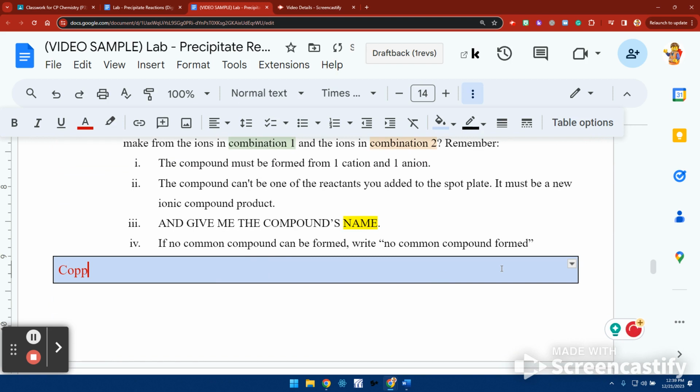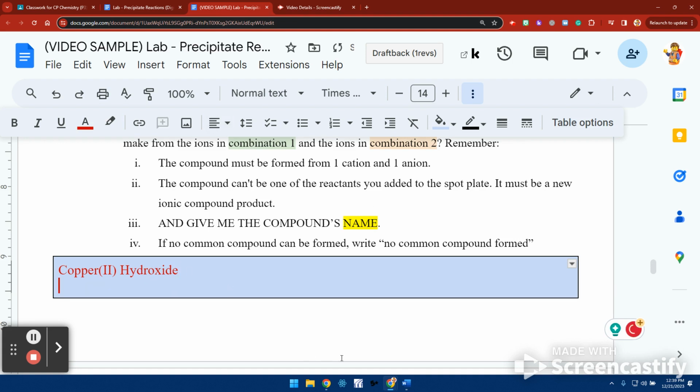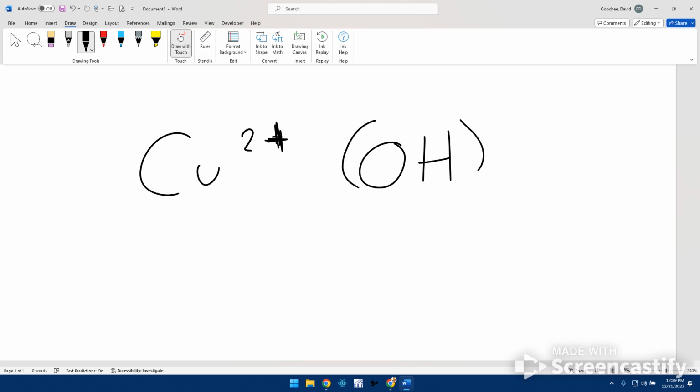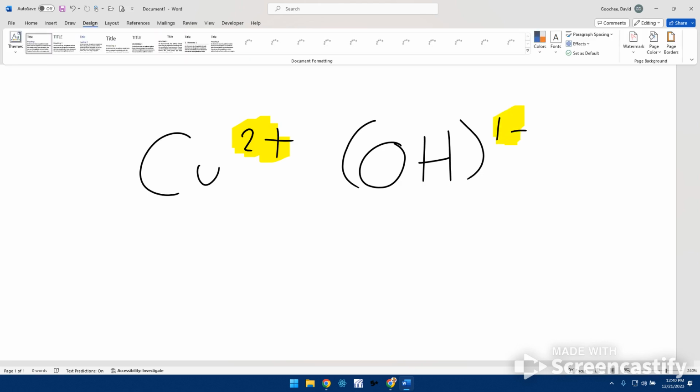Copper 2 hydroxide. You need the name and the formula, all right? Now, just in case you're having some trouble with it, all right, copper 2, Cu 2 plus, all right? And then you have hydroxide, OH, a polyatomic ion with a 1 minus charge. Now, make that look nicer. All right, these charges don't cancel. That's 2 plus, that's 1 minus. The charges aren't going to cancel.